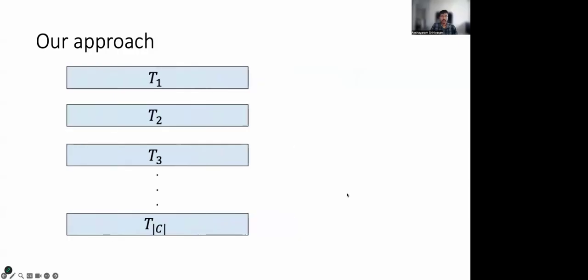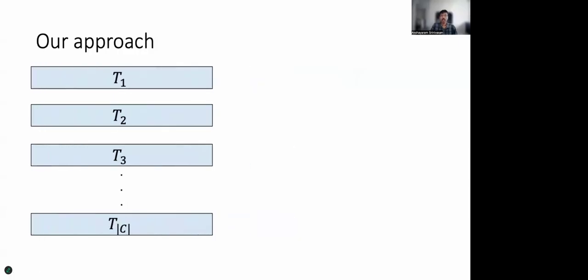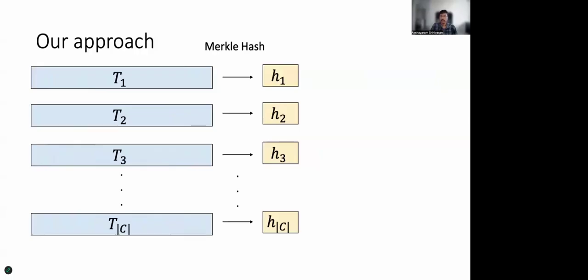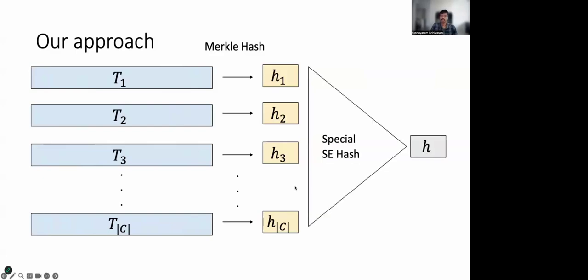So the prover takes in these snapshots and hashes each one of these snapshots into a short hash using a Merkle tree. So it then takes in these digests and hashes them further using a special somewhere extractable hash function to obtain a short digest H. So this special somewhere extractable hash function is required to satisfy certain other properties to achieve statistical zero knowledge, but I wouldn't be going too much into the details for this talk.